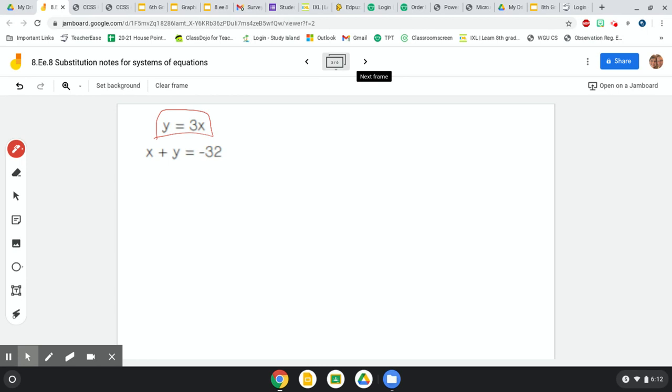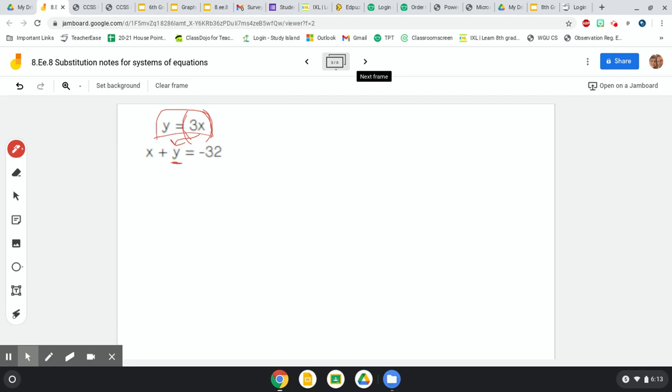Second step is to substitute. So I'm going to always put parentheses around whatever y is equal to. In this case, it's 3x. And I'm going to, instead of having a y down here in my second equation, it's going to be replaced with that 3x. Okay, that's going to be that substitution part.